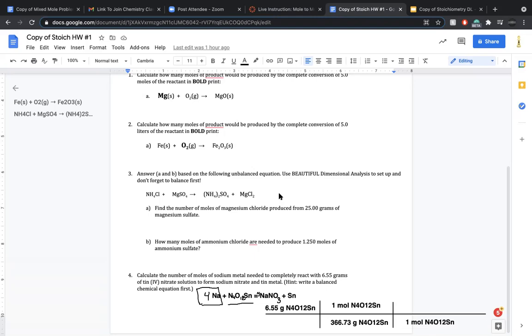So let's just make sure the units cancel. We have grams of tin 4 nitrate canceling with that on the bottom, and then we have moles of tin 4 nitrate canceling with the exact same thing, and then we're left with, oh, I forgot moles. Should be moles of sodium. I just put sodium. Oops.